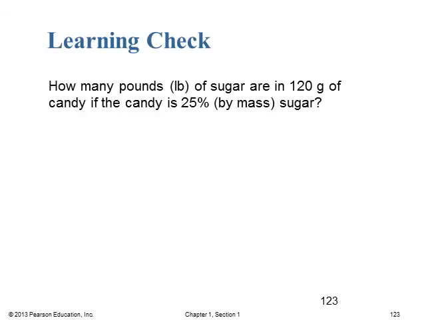So then here, how many pounds of sugar are in 120 grams of candy if the candy is 25% by mass sugar? So one thing you can see here is there's a couple things actually. We have percent, and we have a mass of 120 grams, so we want to have our percent in grams, and then we're also going to have an additional conversion factor of getting grams to pounds somehow.